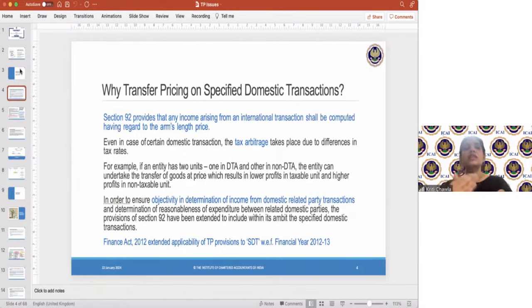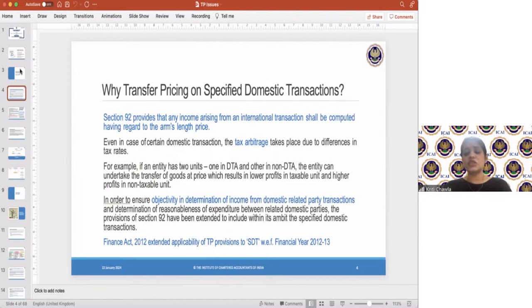So what people can do in that particular instance is to transfer the goods from the DTA, or from the area which is not under tax holiday, to the area which is under tax holiday. That is more like shifting profits, or transferring the goods from a high tax unit to a tax unit where there is no taxation or minimum taxation. That is basically the reason why they came up with the concept of specified domestic transactions. It was the Supreme Court in GlaxoSmithKline that actually came up with the concept of specified domestic transactions.